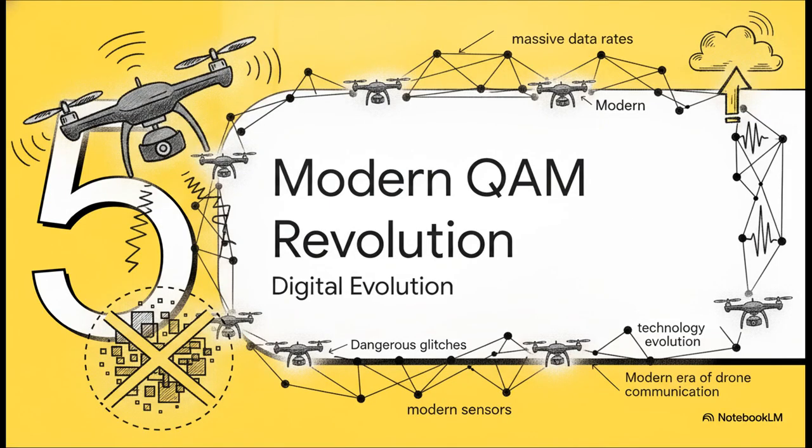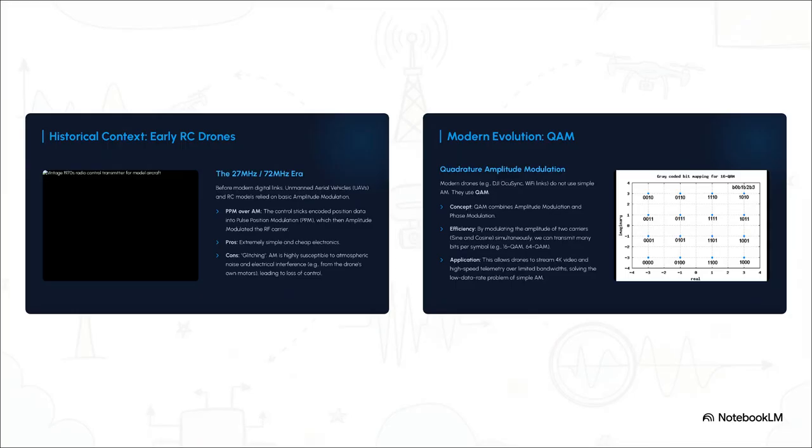And that perfectly sets up Section 5, the modern QAM revolution. So, to eliminate those awful glitches and handle the massive data rates of modern sensors, engineers had to completely rethink the tech. Just look at this contrast. That vintage analog 70s hardware sitting right next to a modern digital gray-coded bitmap. It perfectly shows the leap we had to make.